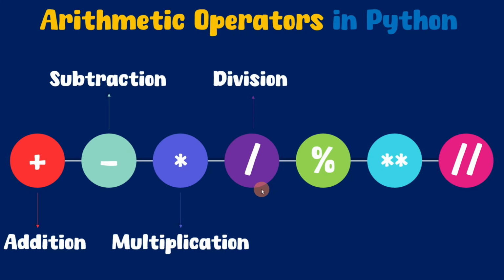Next, we have division operator. We use this forward slash in order to represent division operator. It will take two values, it will divide them and give us the result.